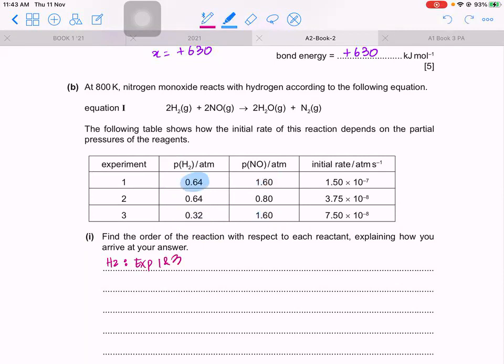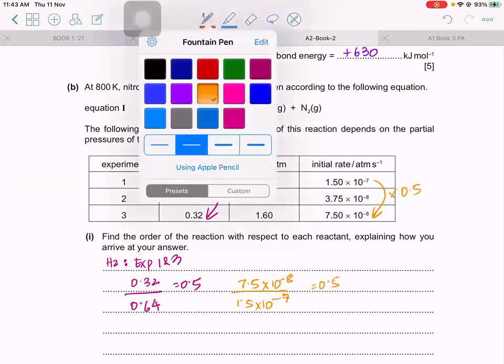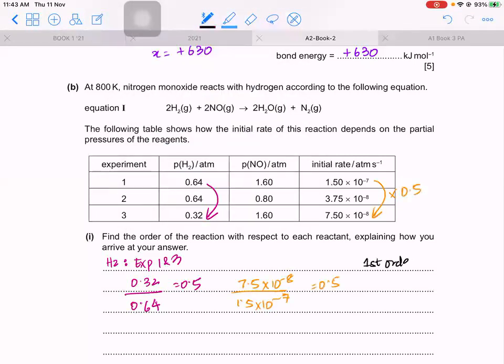So let's see what the change is. When you go from 1 to 3, it goes from 0.64 to 0.32. And this comes out to be 0.5. Yes? So this is 0.5. So the rate, let's see how the rate changes. It goes from 1.5 to 7.5 times 10 to the power minus 8. And this also changes by what? 0.5. So this is also changing by 0.5. So can we say it is what? First order with respect to hydrogen.